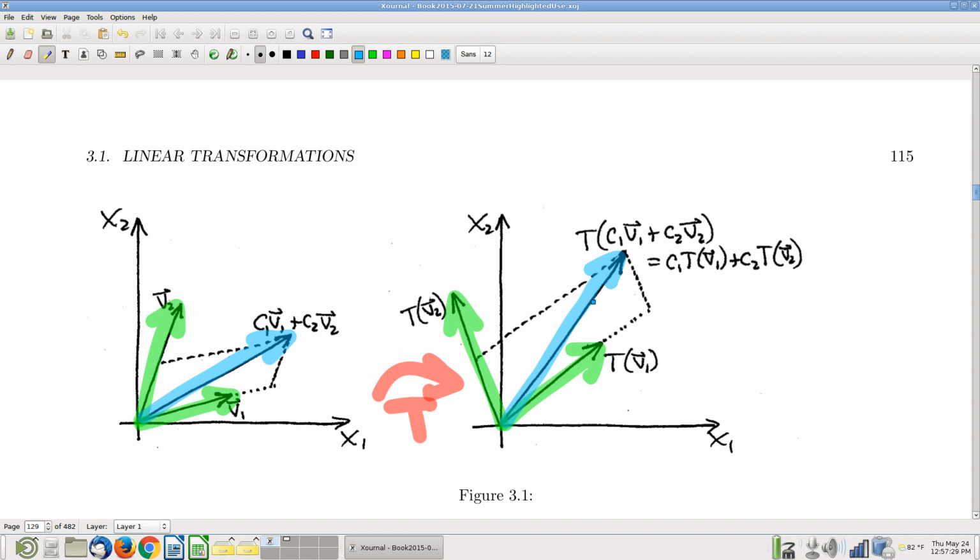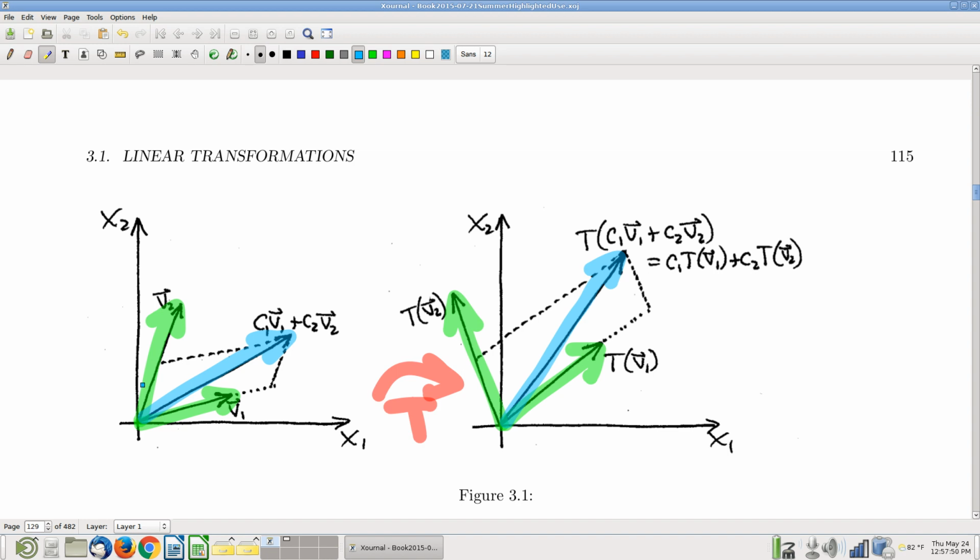So this is kind of a picture of what linearity looks like. 3/2 of that plus 1/2 of that gives you the blue input. 3/2 of this plus 1/2 of that gives you the blue output. Everybody see what we're talking about here?